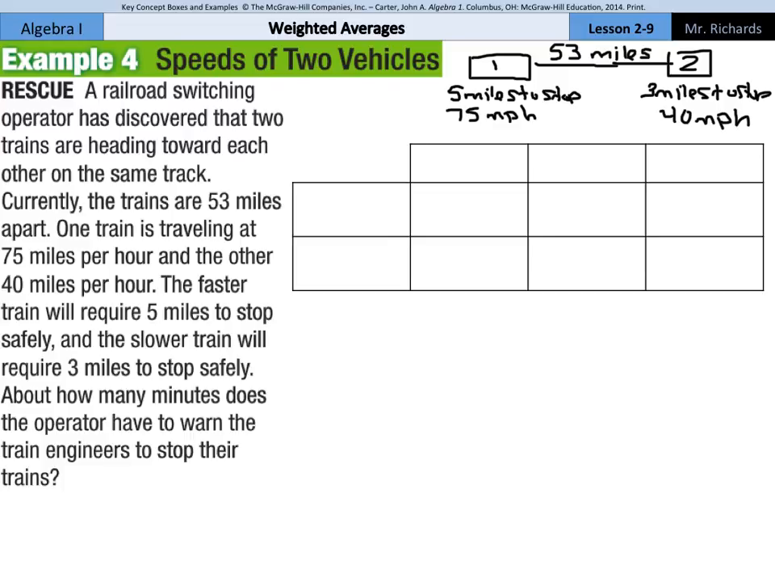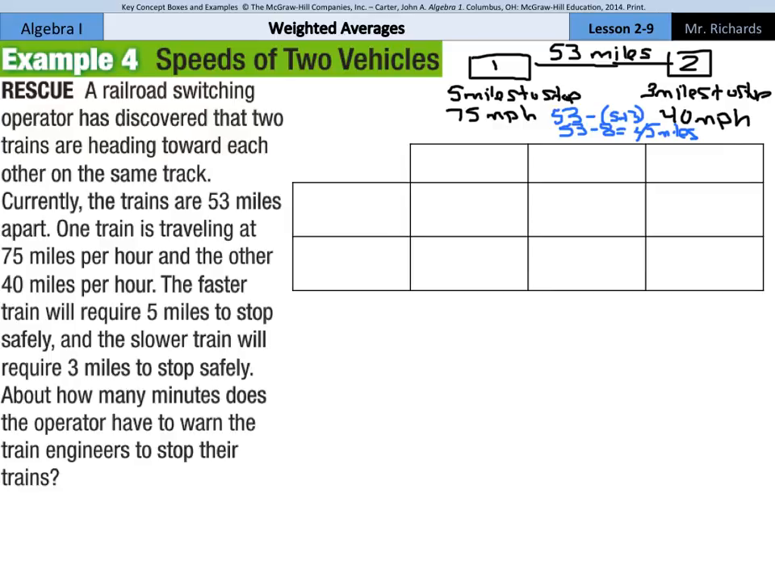So that gets all our information out there. We do want to calculate one thing real quick, and that is how far they have before they collide. Well, they're 53 miles apart now. We need to subtract away the 5 plus 3, because in reality they have 53 minus 8, which is 45 miles to stop. Just because they're 53 miles apart right now, they only have 45 miles really to get stopped.